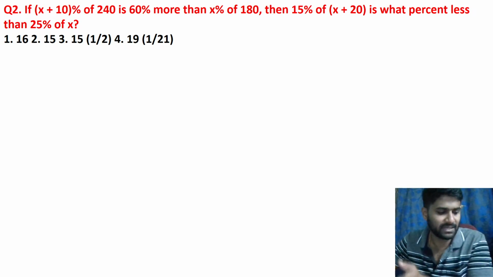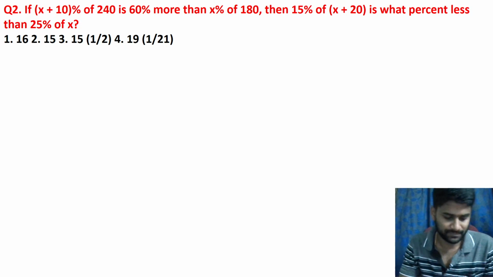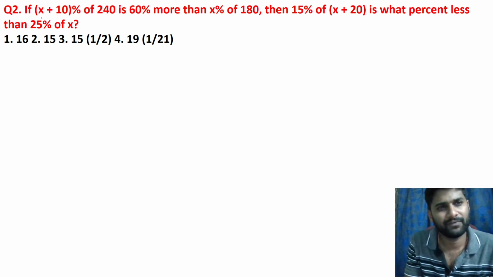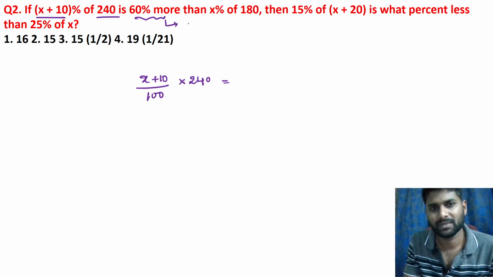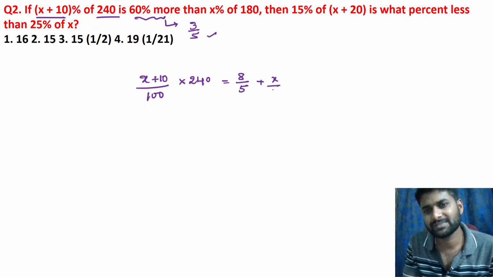Now see, there is a calculation in percentages. Just see the information. x plus 10 percentage of 240 is equal to 60 percentage more than... 60 percentage more means 60 percentage value is 3 by 5. So initially 5 units, now it is 3 units more. Now the total value is 8 by 5 of the x percentage, meaning x by 100 of 180.